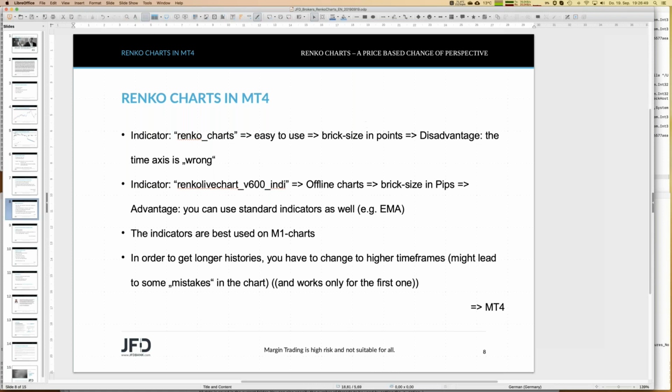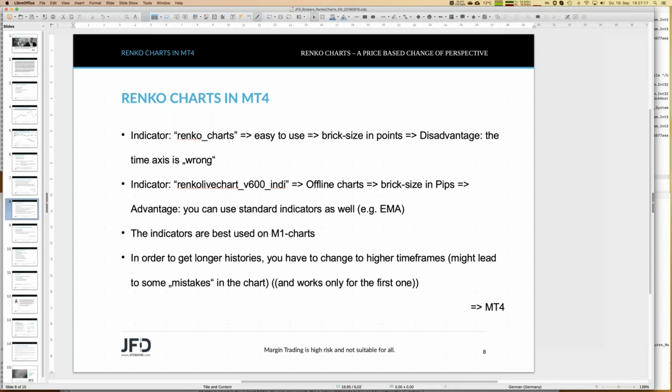The disadvantage of that indicator is that you still have a time axis, and that one is wrong. But once again, the time axis is anyhow totally meaningless, and you don't even have to care. We want to look for price movement and nothing else. So in principle, yeah, it's still in the chart, but it's not the right one. So don't be misled by that axis.